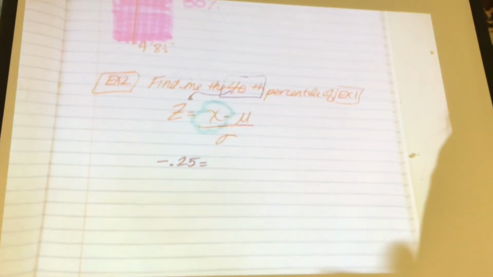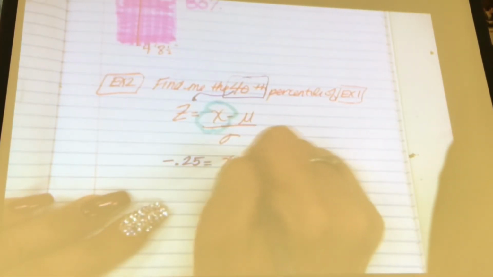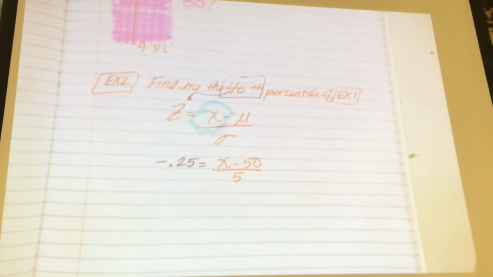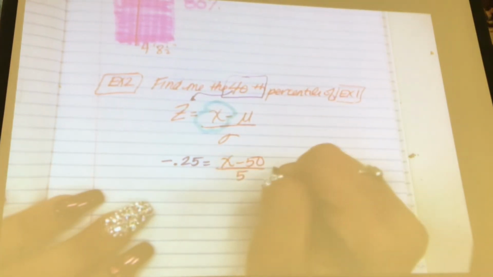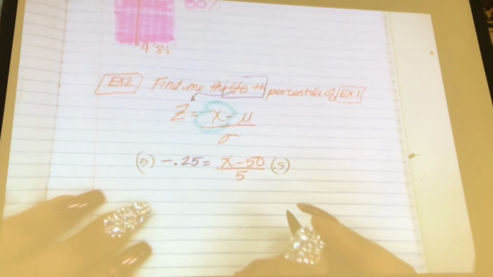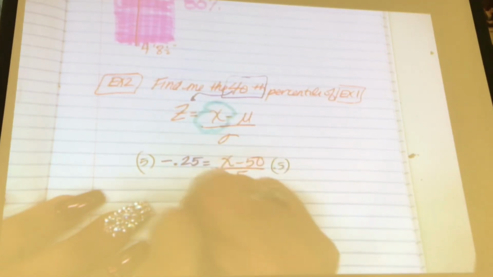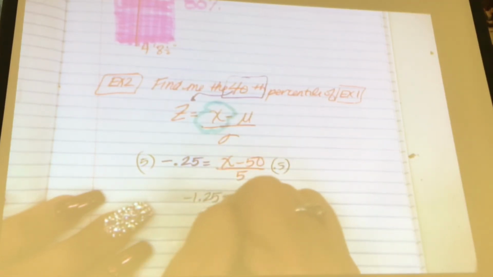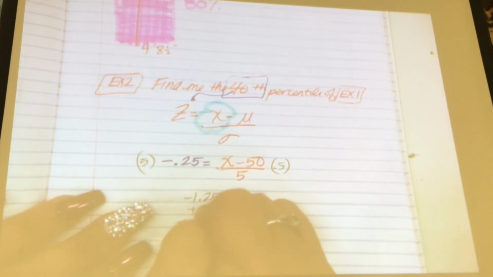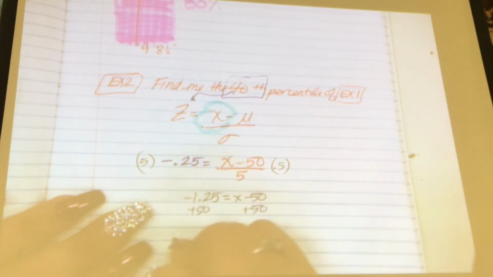So now if I want to find out what number is within the 40th percentile, I can find it by plugging in my mean and my standard deviation. I'm going to multiply both sides by 5. So I get negative 1.25 equals x minus 50. I'm going to add 50 to both sides. So x equals 48.75.